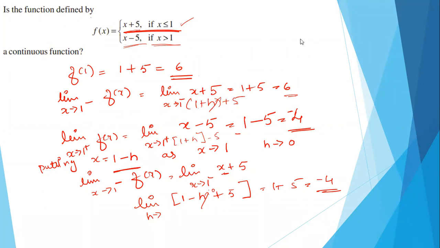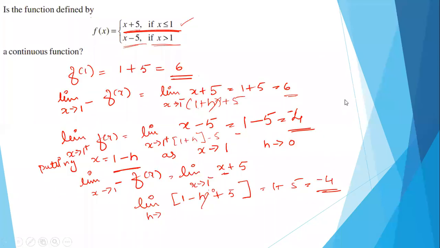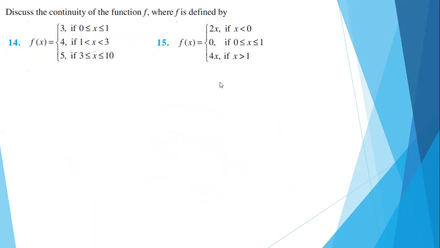That is your choice. Whichever method is easy for you, follow that. Yes, so our function here, since our left hand limit and right hand limit are not equal, we can say the function is discontinuous at x equal to 1.